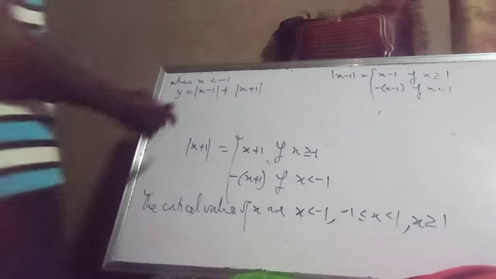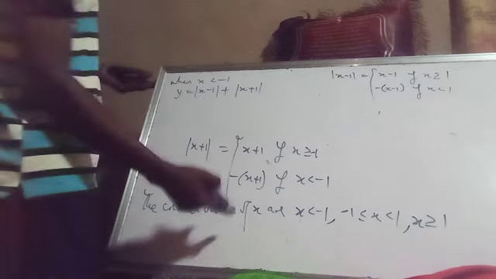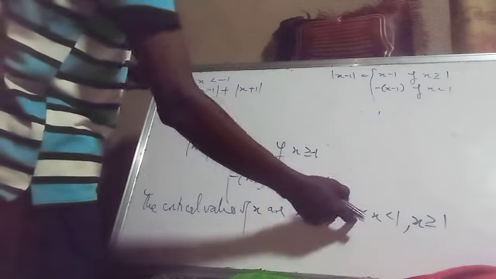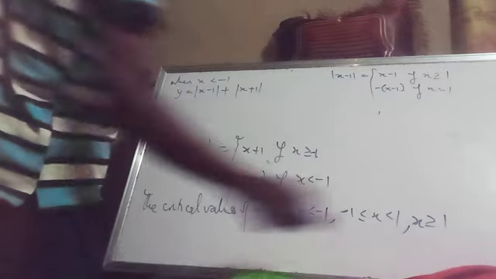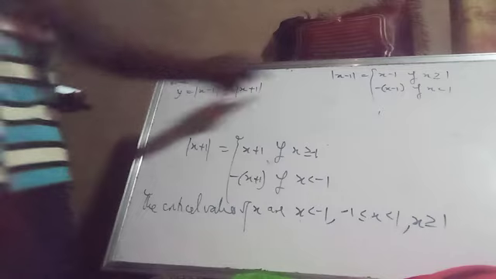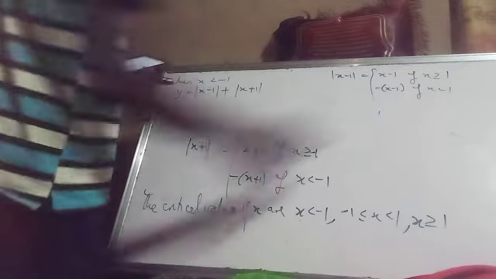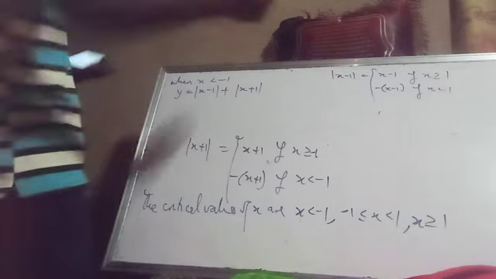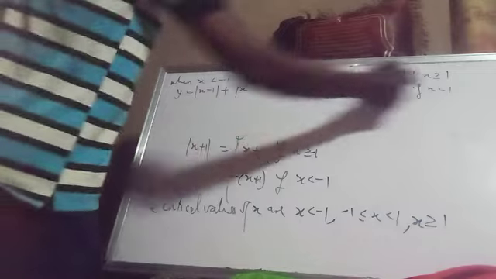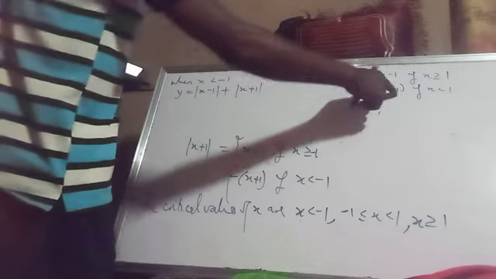So now we are picking this critical value. We have three critical values: x less than minus 1, minus 1 less than or equal to x less than 1, and x greater than or equal to 1. Now picking the first one, where we have negative values of x. So for x minus 1, we have minus x plus 1.